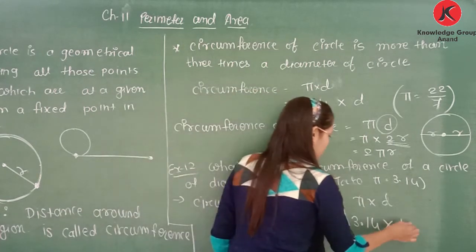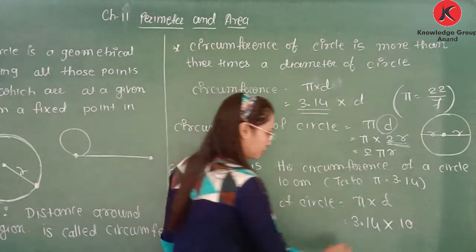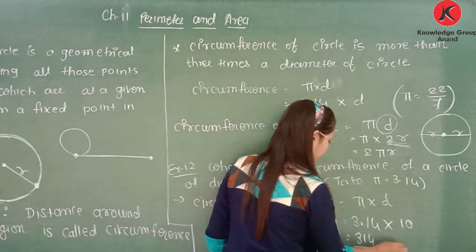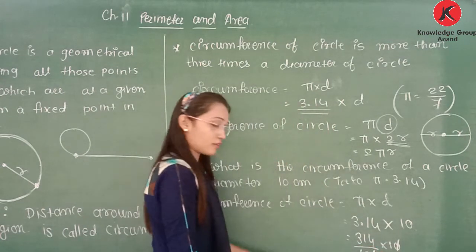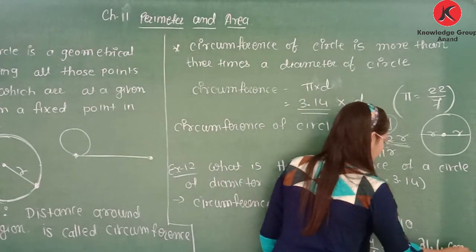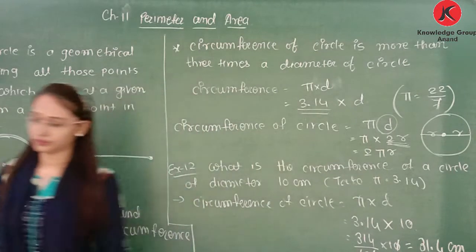Diameter is given 10, so we write d = 10. 3.14 means 3 by 100 multiplied by 10. We can cancel this 0. So the circumference of the circle is what? 31.4 cm. Clear?